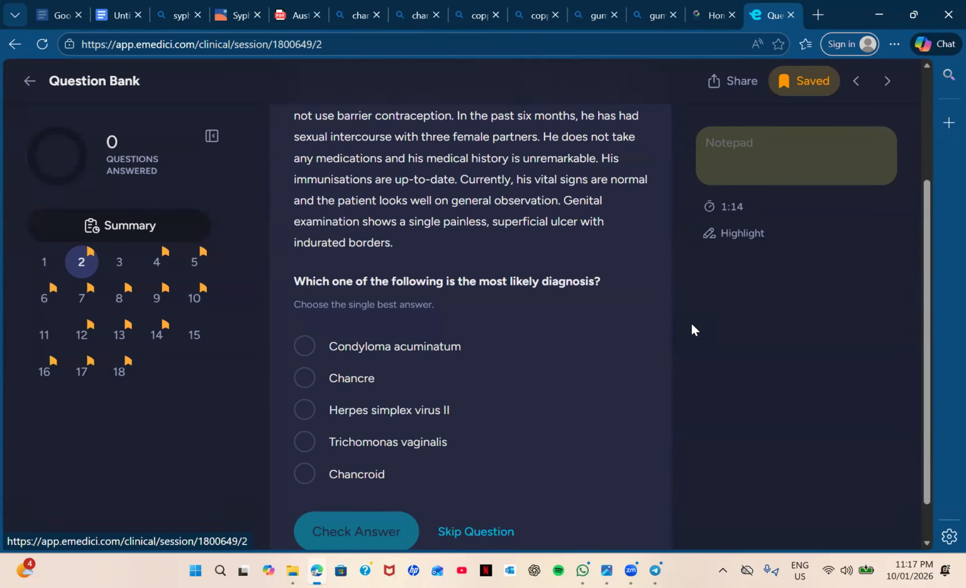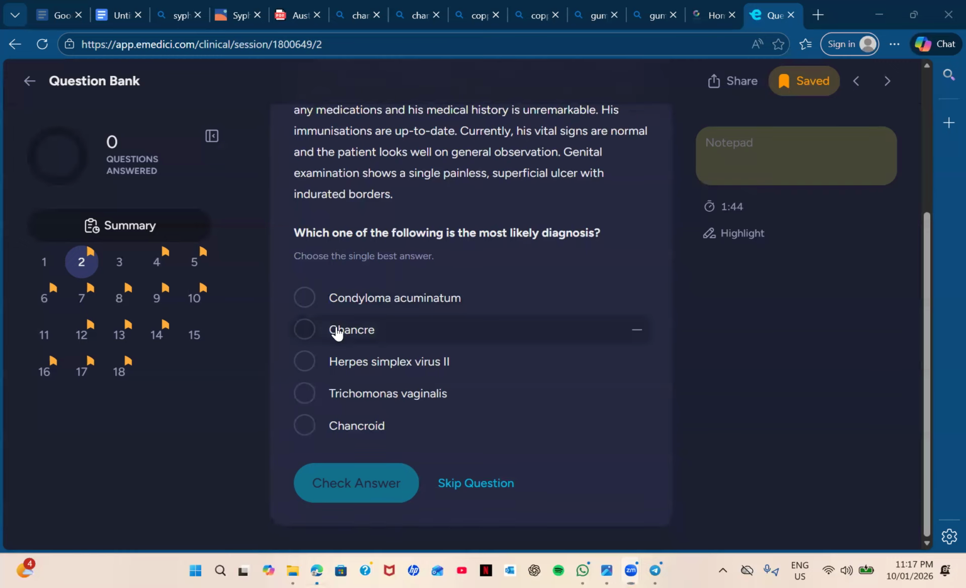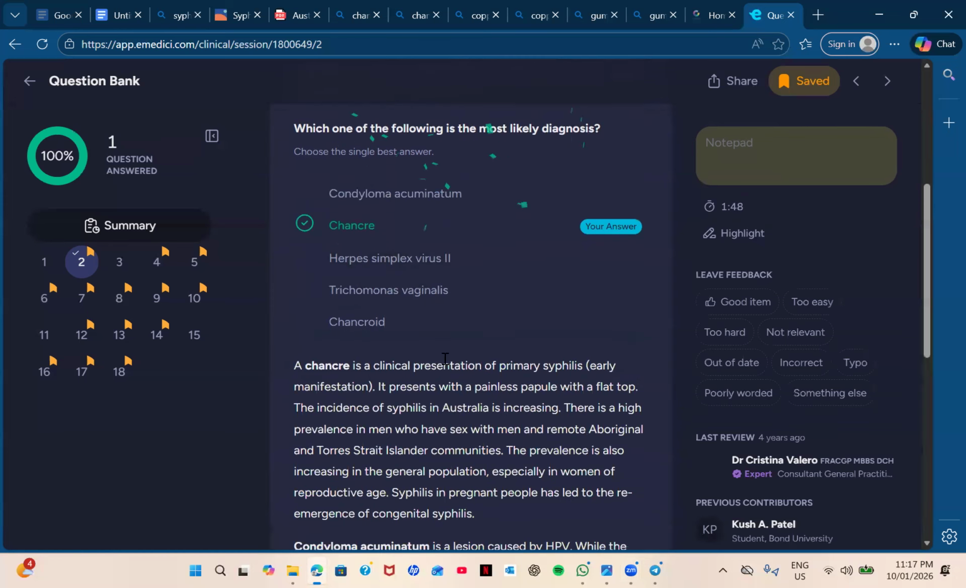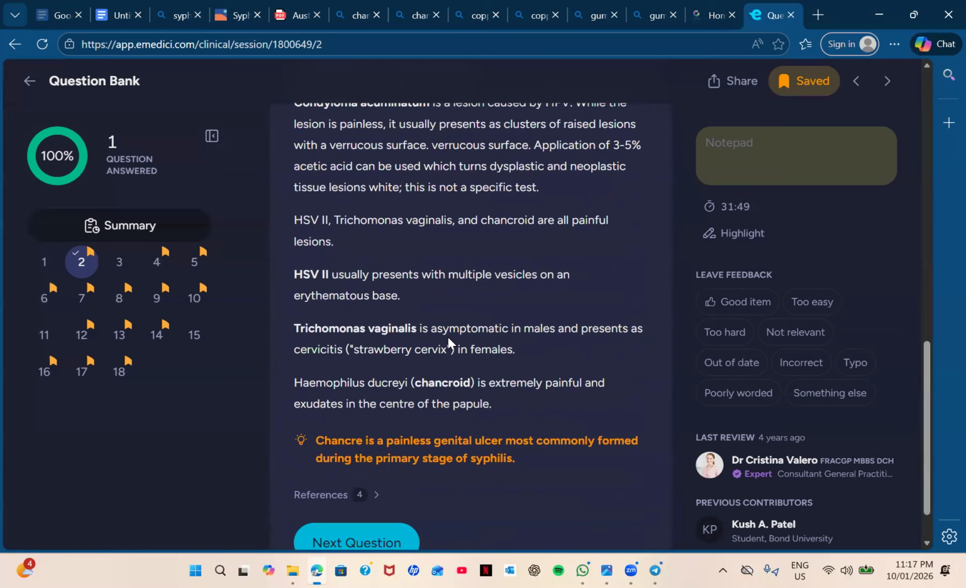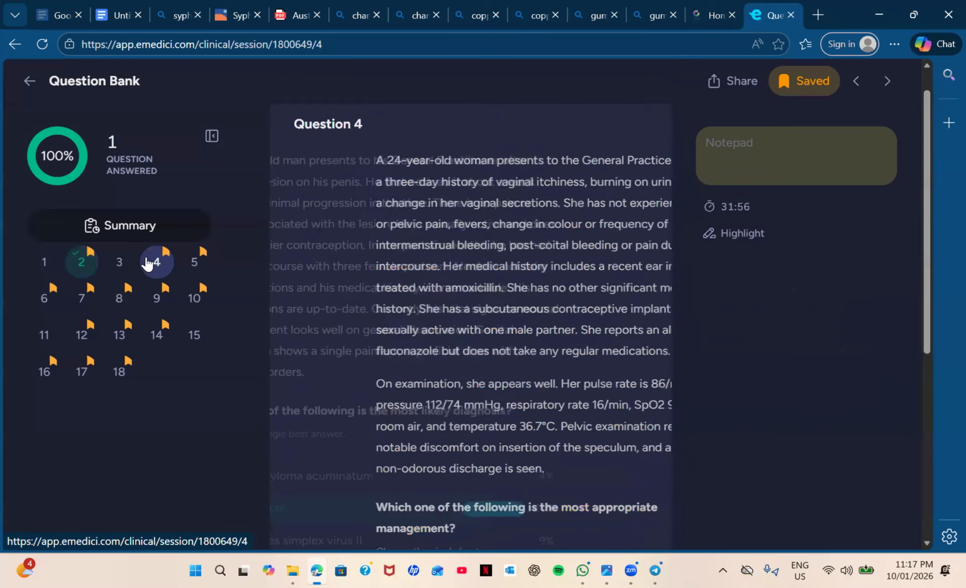Condyloma acuminata, chancre, herpes simplex virus, trichomonas vaginalis, chancroid. So what do you think? What is it? Yes, if you know the theory, it's easy, right? Here, painless superficial ulcer with indurated borders, right? Well demarcated margins with indurated borders. Here it's a chancre. Chancre is a painless genital ulcer most commonly formed during the primary stage of syphilis.